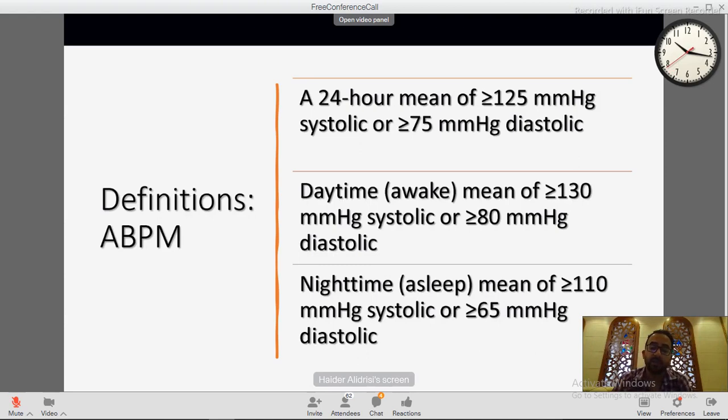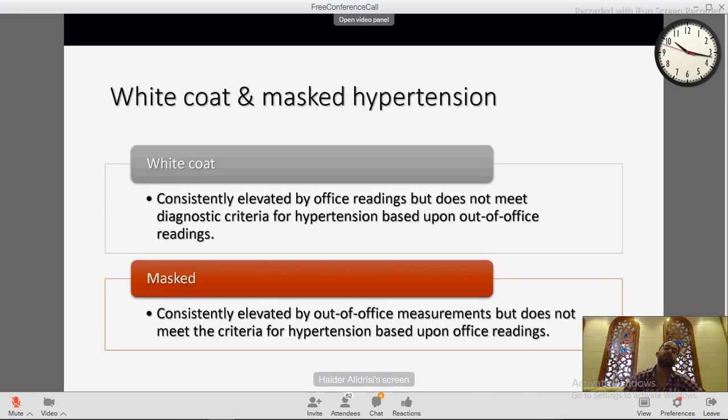For you as a dentist, you will usually rely mainly on the office-based blood pressure measurement. What is called white coat hypertension and masked hypertension? White coat hypertension, white coat is the gown that you wear. Some patients may have a consistently elevated office reading of blood pressure, but they don't have end organ damage or complications of hypertension, and their blood pressure measurements at home are completely normal. So they have hypertension only when the patient is facing you. He is afraid of you, so this stress is called white coat hypertension.